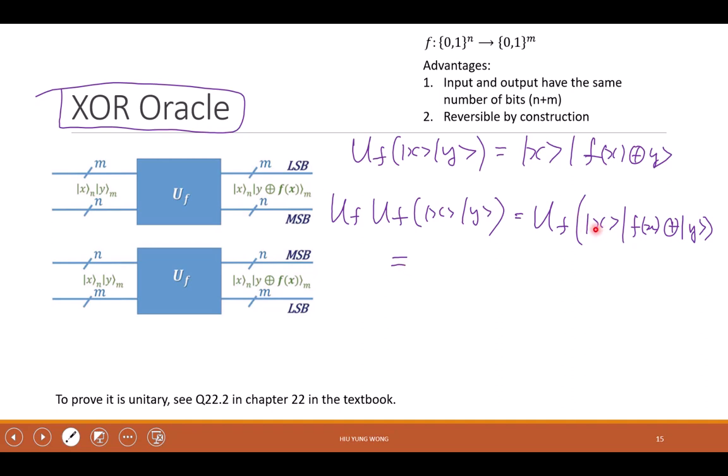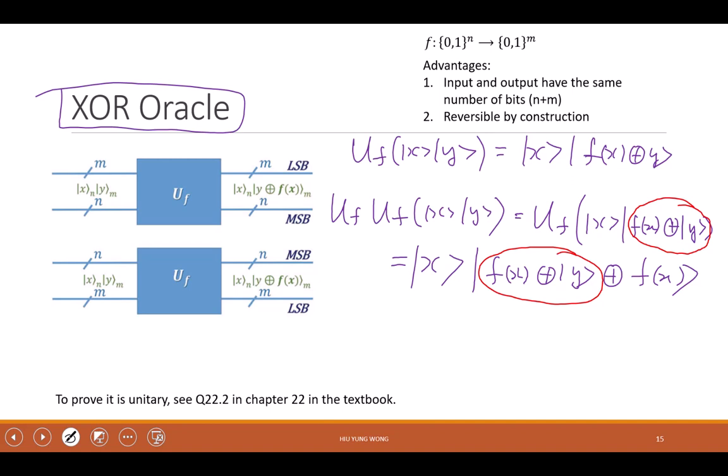Now, can you try to calculate what this is? The first one is still x, the second one is something, right? We can treat it as y. The whole idea of quantum oracle is that you keep the most significant qubit. And then for the second one, you need to further exclusive or with f of x by definition, right? So first one, keep it. Second one, you exclusive or with f of x. You just treat this whole thing as something, and I take this whole thing and exclusive or with f of x by definition.